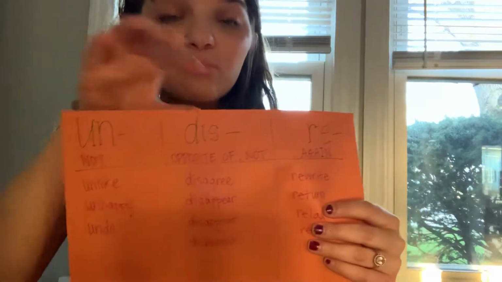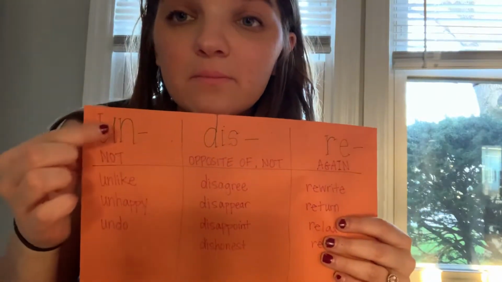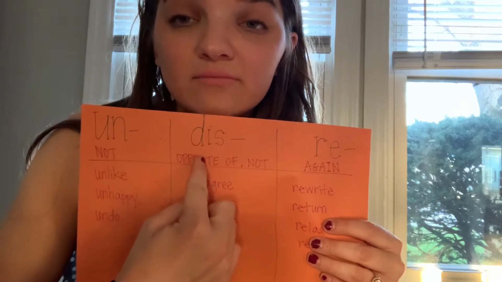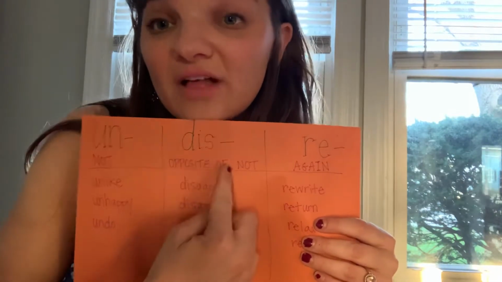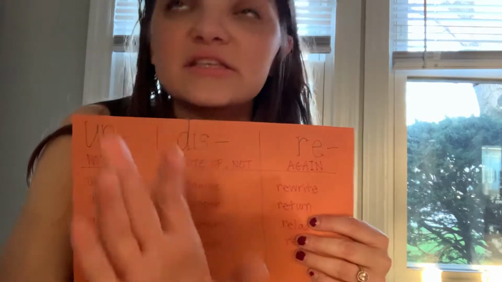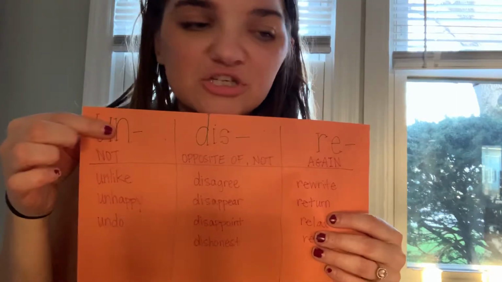Okay, so these are 3 prefixes or 3 little groups of letters that you can put in front of a word to change the entire meaning, okay? They're kind of like little magicians. The second thing I wanted to talk to you guys about was on your reading sheet for today, page 171. I wanted to talk to you guys about contractions.